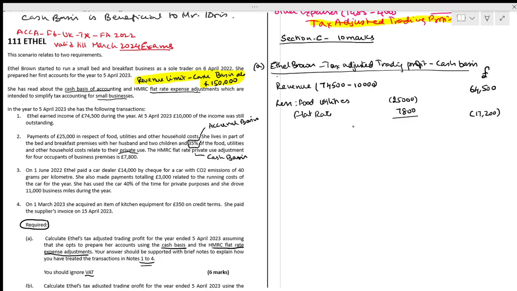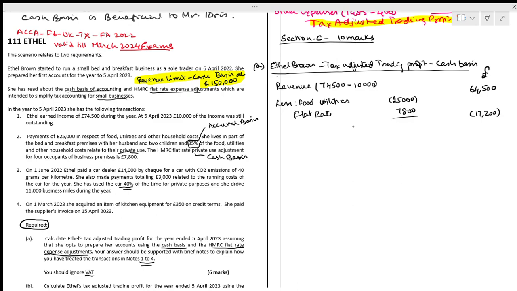On June 1st, Ethel paid 14,000 to a car dealer for a car with CO2 emission of 140 grams. Immediately we have to make sure that if it is going to be allowances, it is going to be 18%. She also made payments totaling 3,000 related to running costs of the car. She used the car 40% of the time for private use. The value of the car totals 14,000 plus 3,000. The 14,000 is not deductible, and capital allowance is also not available.